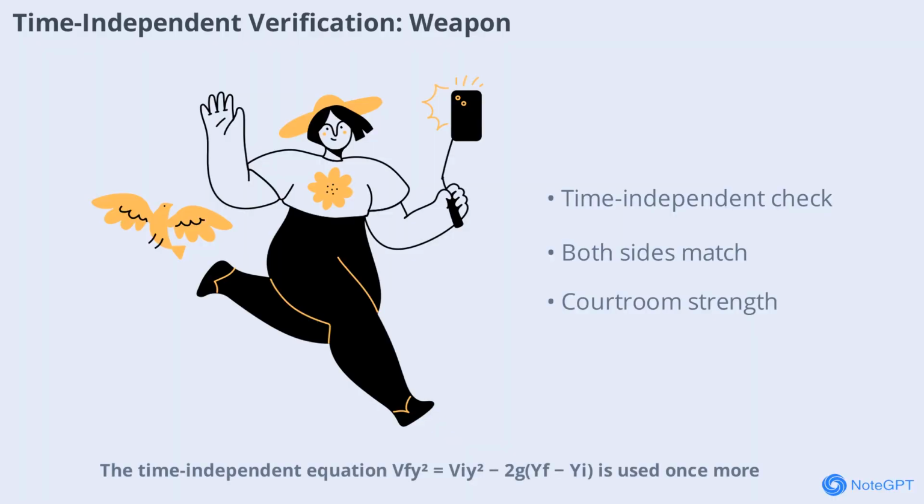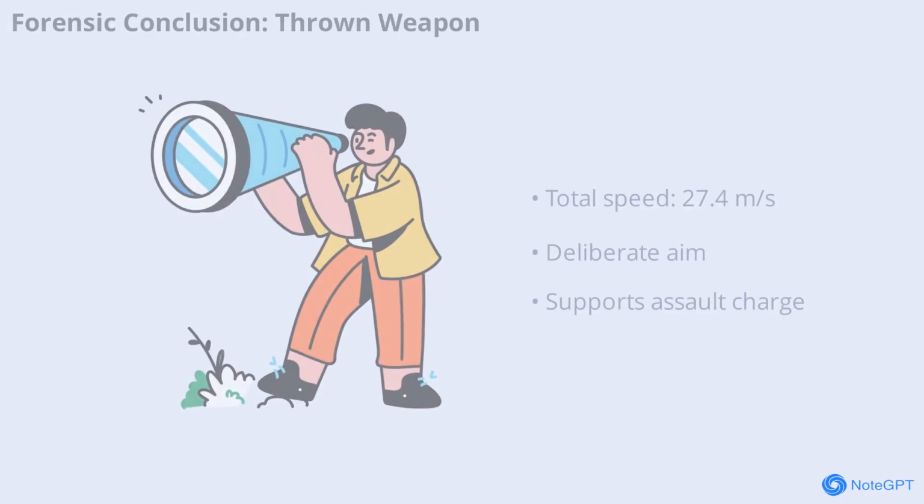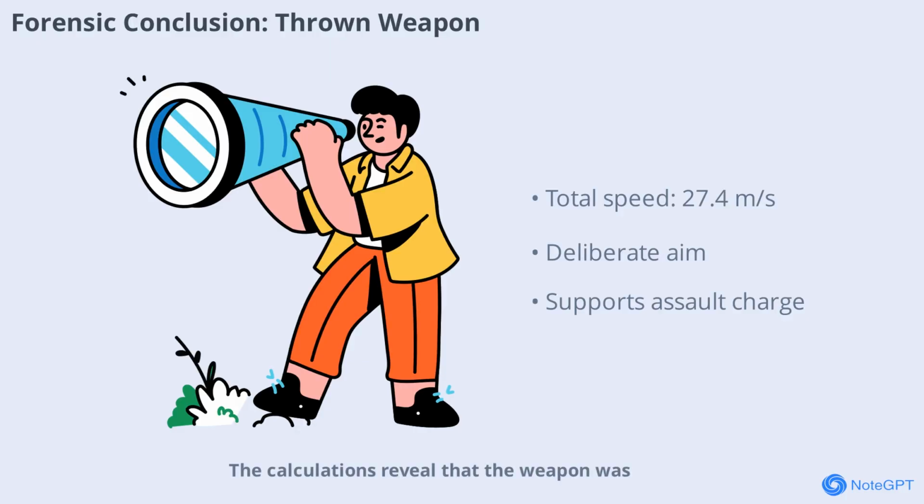The time-independent equation, v_fy squared equals v_iy squared minus 2g (y_f minus y_i), is used once more. Both sides of the equation match, confirming the accuracy of the reconstruction. This thorough approach ensures that the evidence stands up in court. The calculations reveal that the weapon was thrown with a total speed of about 27.4 meters per second at a 64-degree angle. This requires significant strength and deliberate aim, ruling out an accidental drop. The 5-second flight over 60 meters proves intent to strike from a distance, supporting charges of assault or attempted murder.